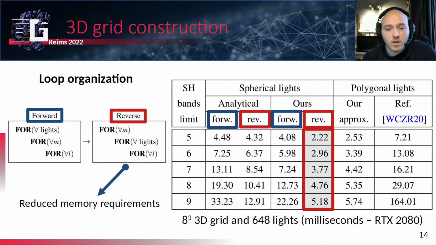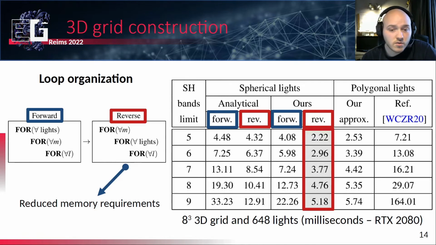As can be seen in the table, this loop organization greatly improves the resulting timings. The first two columns, the analytical columns, correspond to the case where the spherical harmonics are computed using the polynomial form, and the two following ones use our recursive form. Finally, the last two columns show that our polygonal source approximation is more scalable in terms of spherical harmonics band limit than the reference method proposed by Wu and colleagues.